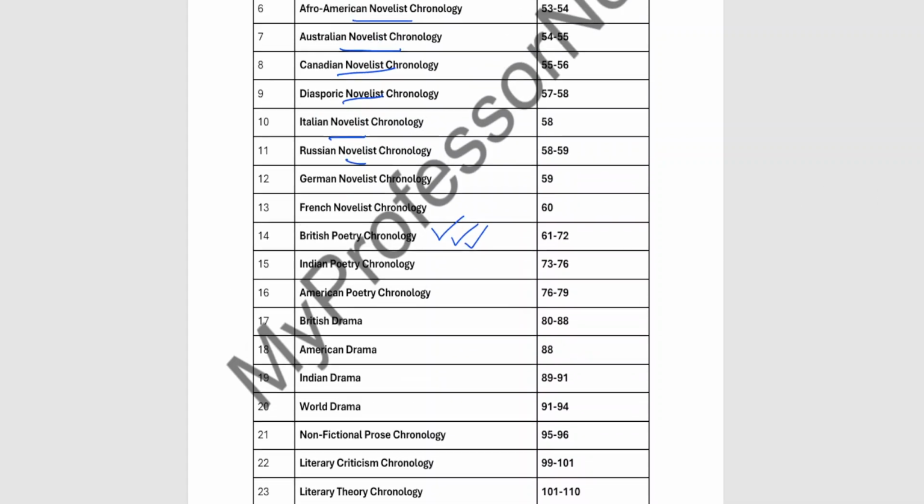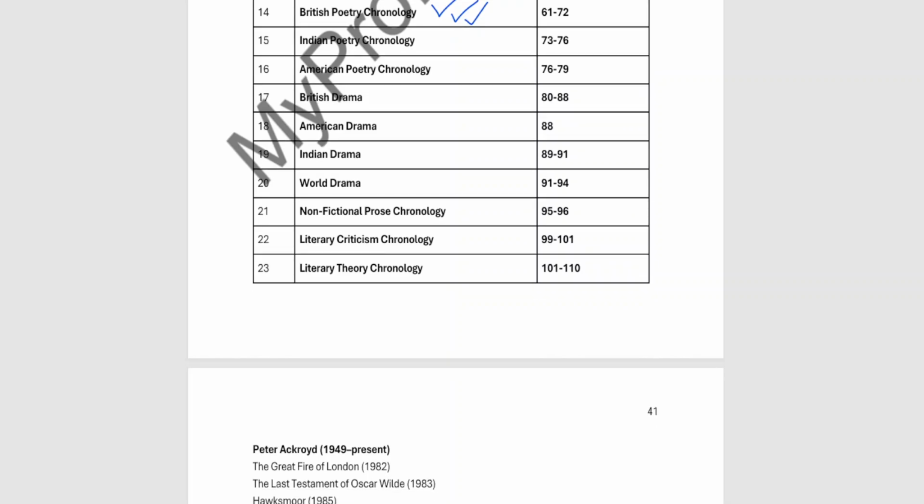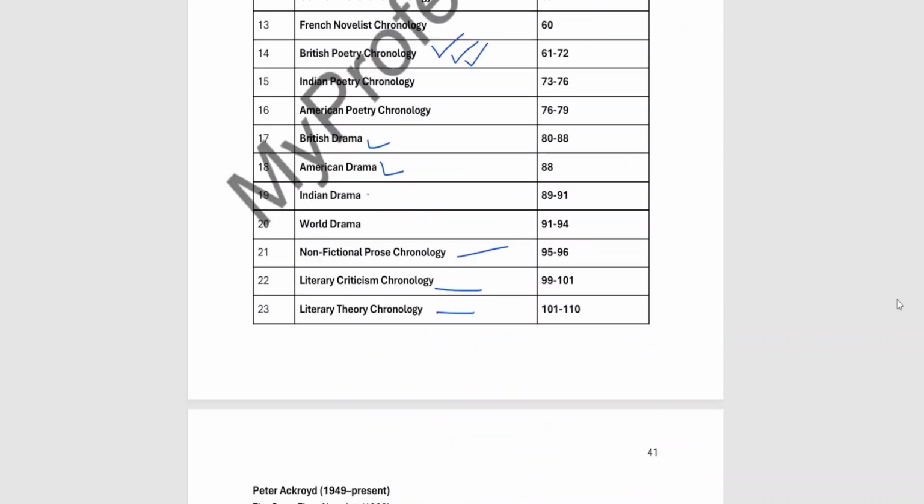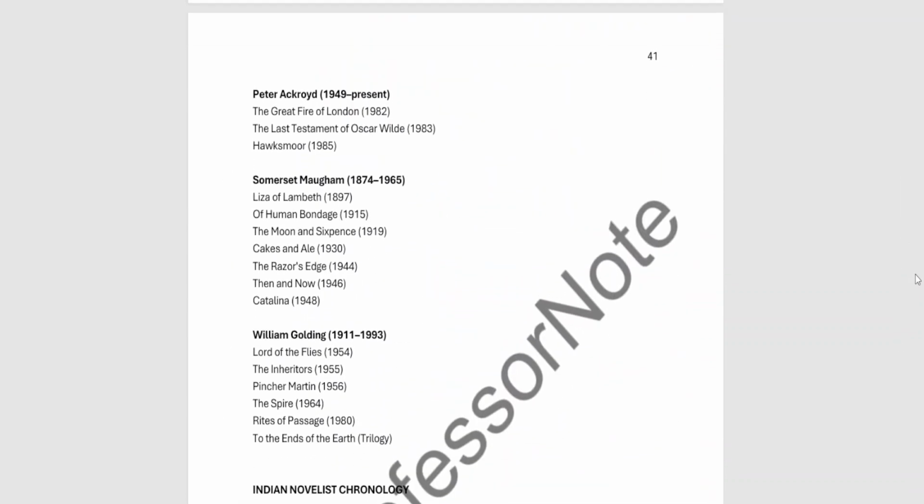So this is the numbering of the pages, right? British drama, American drama, everything is covered here. Non-fictional prose, literary criticism, literary theory, from where most of the chronology questions are asked. These are those areas, and we have covered them here. Okay, now let's come to the content.